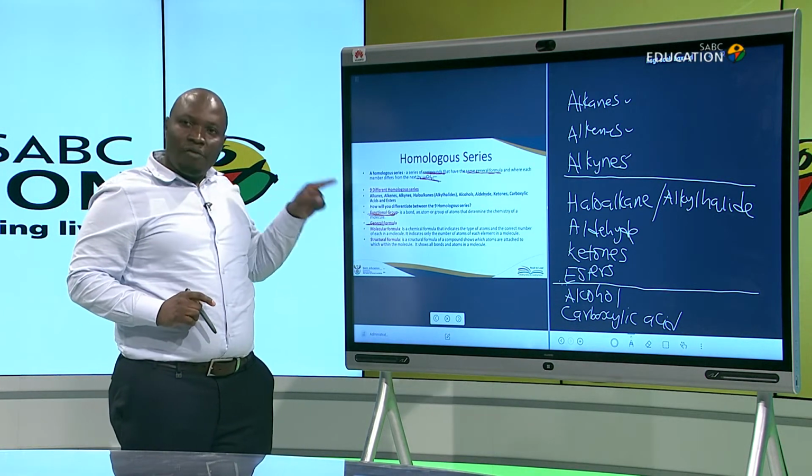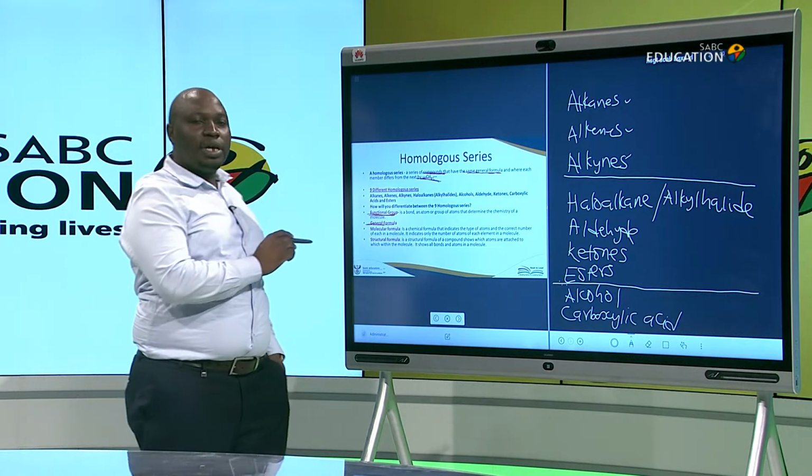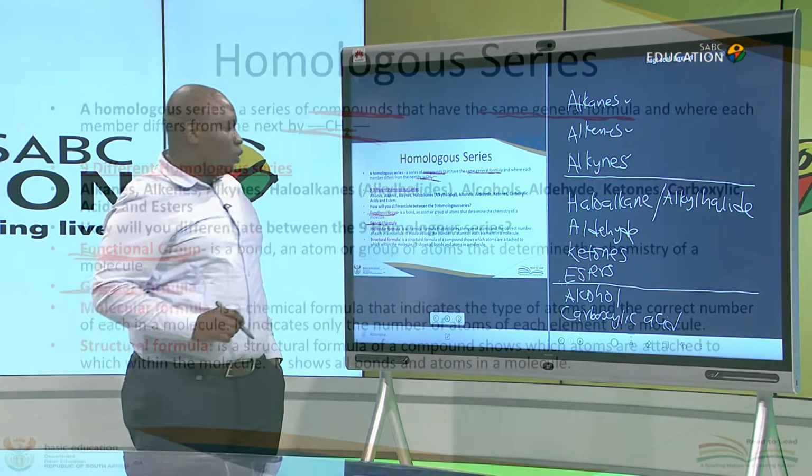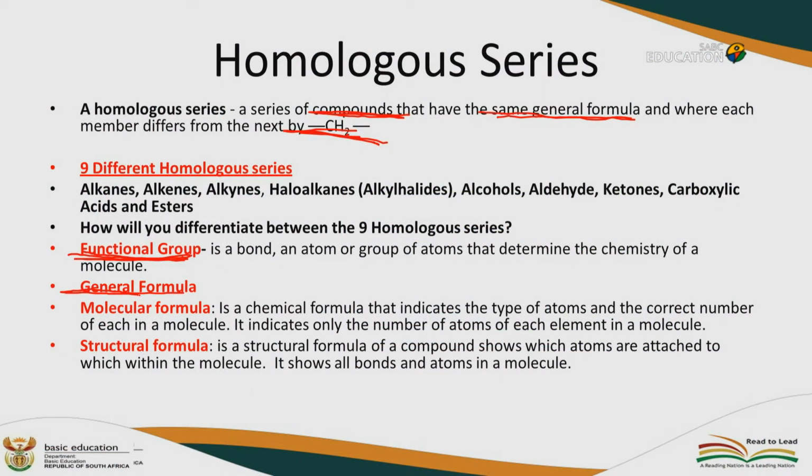So that is the second thing you must know. The first thing was saying functional group. The second thing was saying general formula. Then another formula that you must know is a molecular formula. The last one is the structural formula. Now, what we got to understand here is that a molecular formula is a chemical formula that indicates the type of atoms and the correct number of each in a molecule. I will give you examples as we go on of a molecular formula and of a structural formula so that you are able to understand.